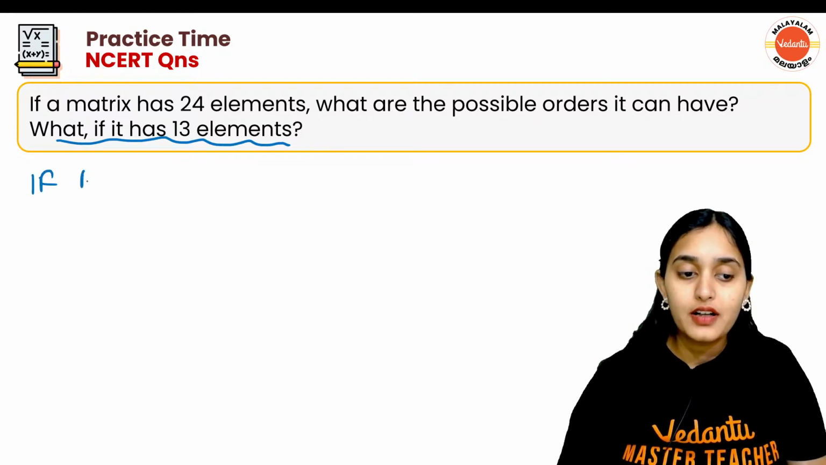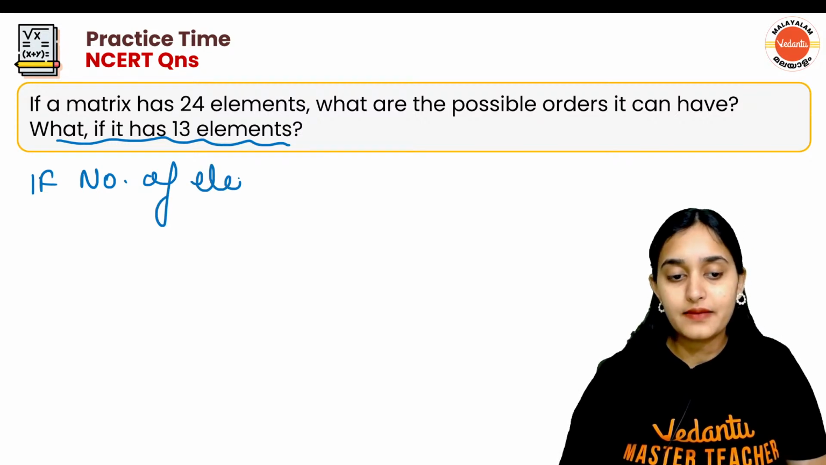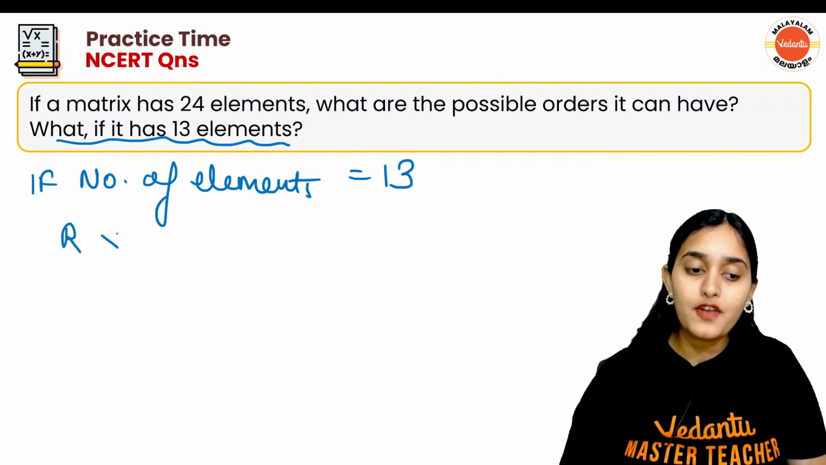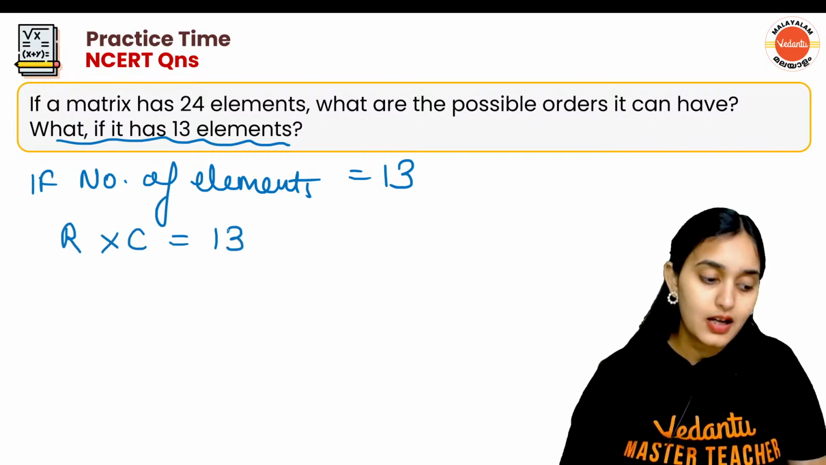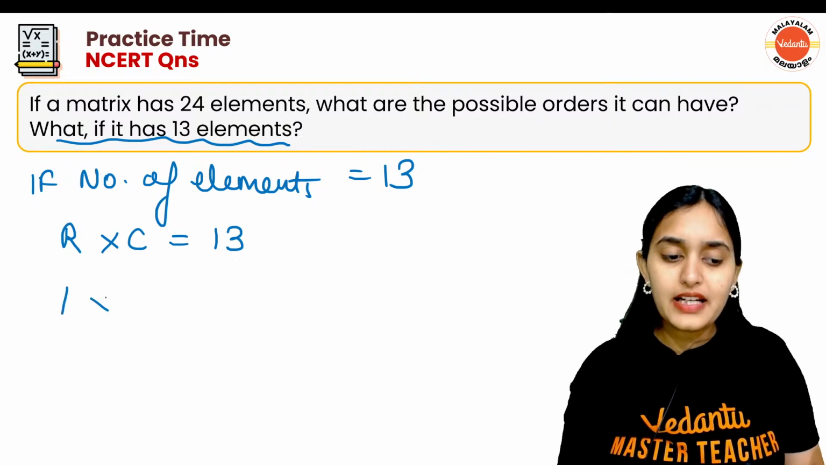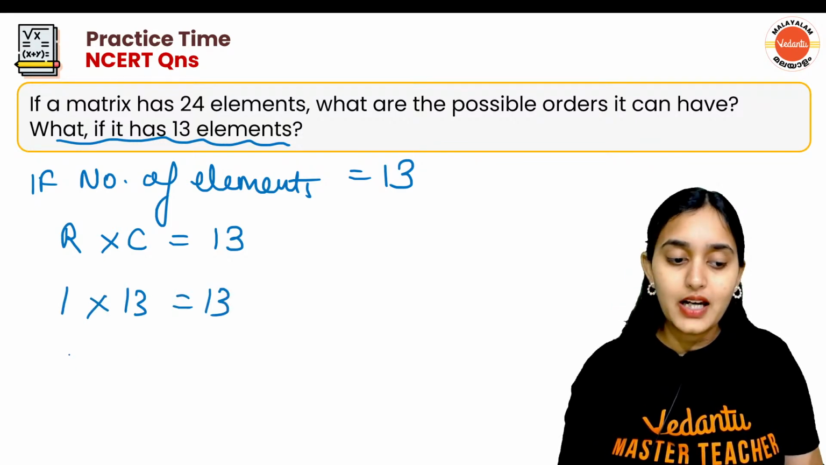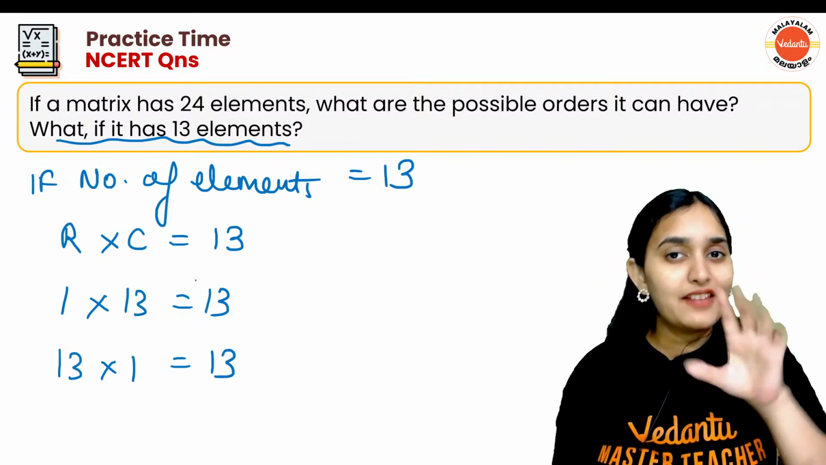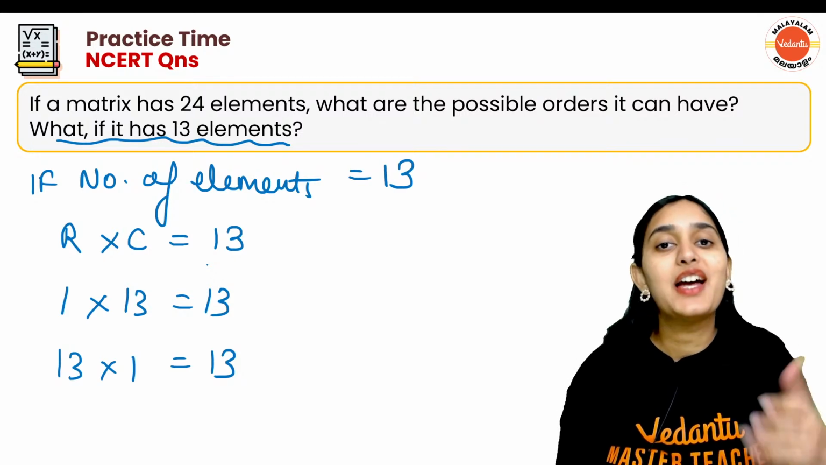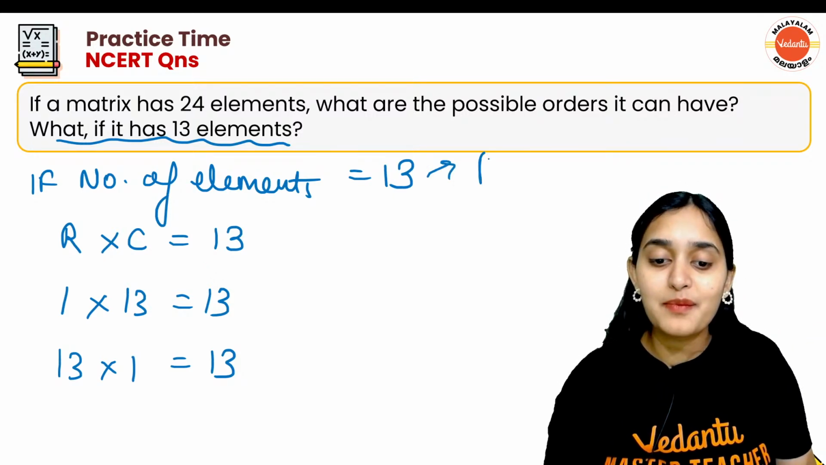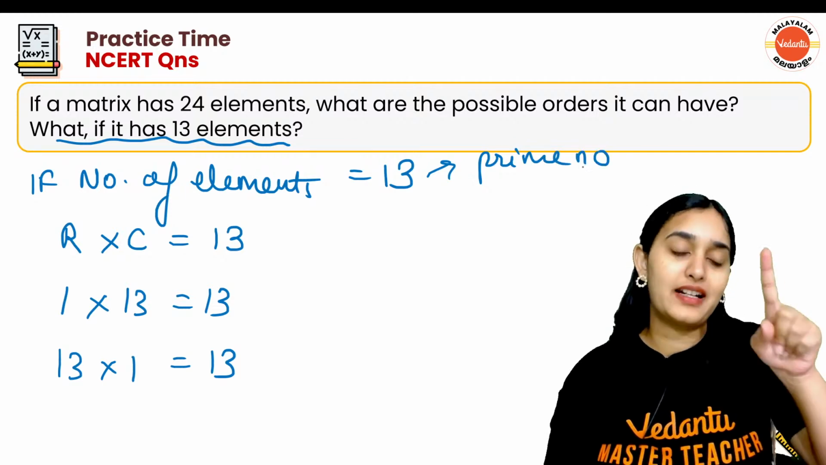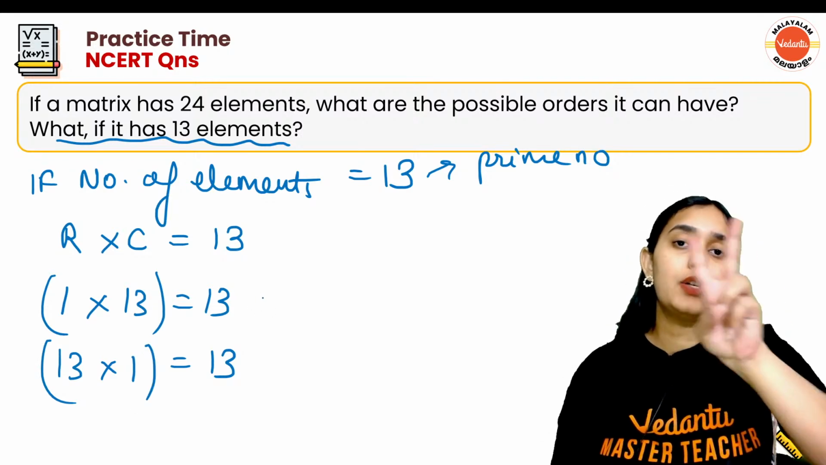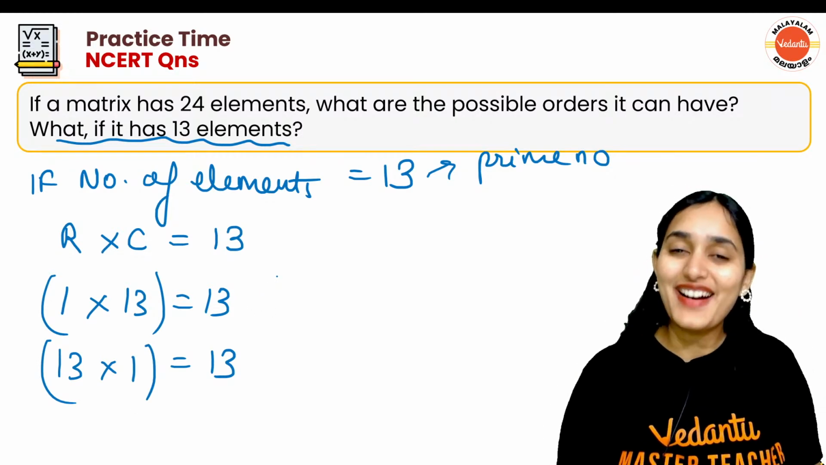Now if the number of elements is 13, that means number of rows into number of columns is 13. How can you get 13? 1 into 13 is 13. 13 into 1 is 13. Anything else? Can we factorize 13 in a different way? No, 13 is a prime number. It has only two factors, 1 and 13. Therefore, 1 by 13, 13 by 1. Only two are possible. Okay, got it.